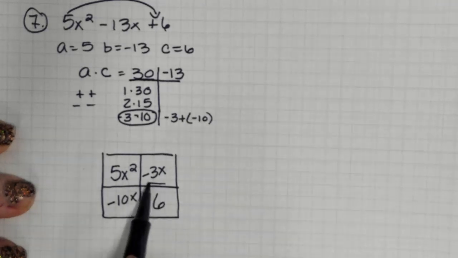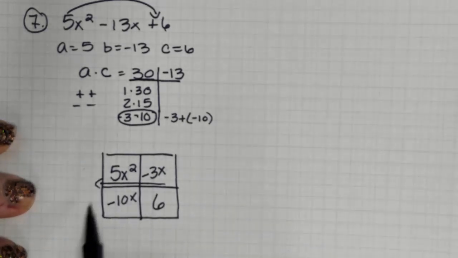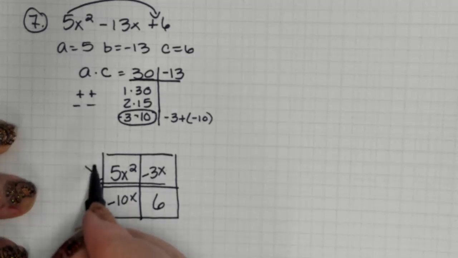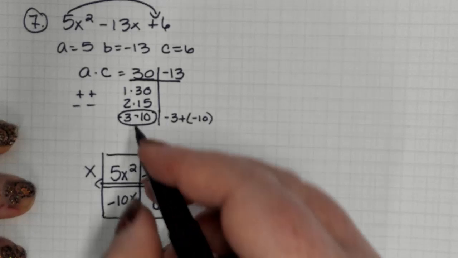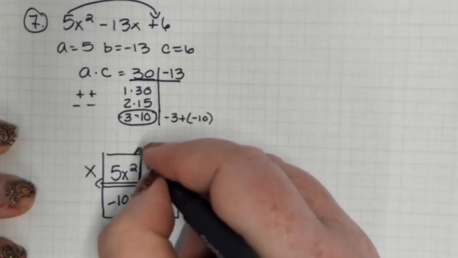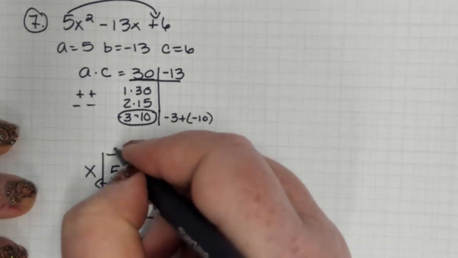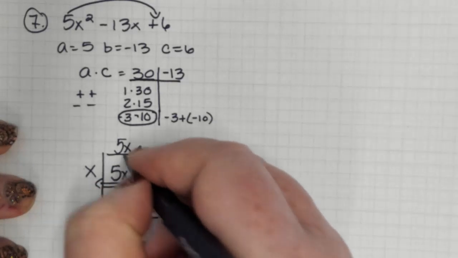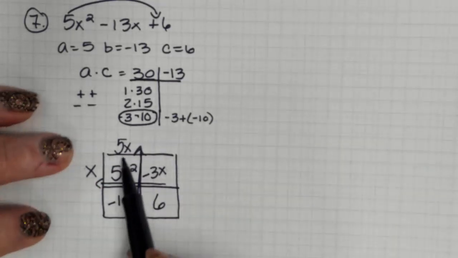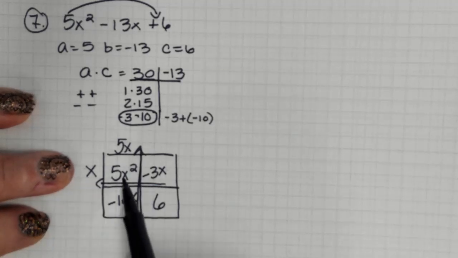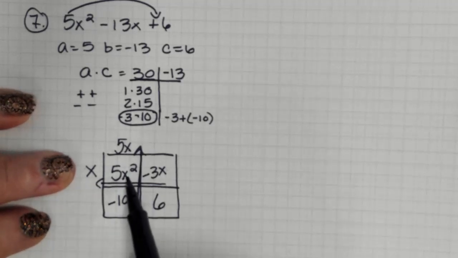Okay, what can you factor out? They both have 1x in common. 5 and negative 10, what can you factor out? 5 and an x, because they both have an x in common. This is a good point you can check at this point. 5x times x, yes, 5x squared.